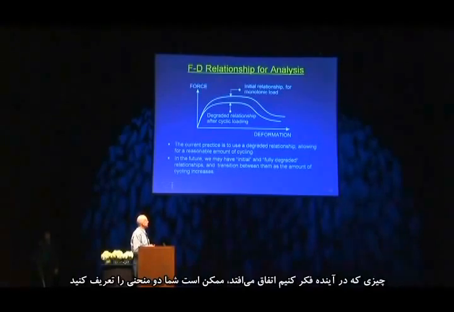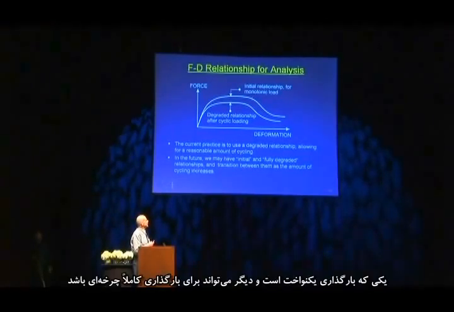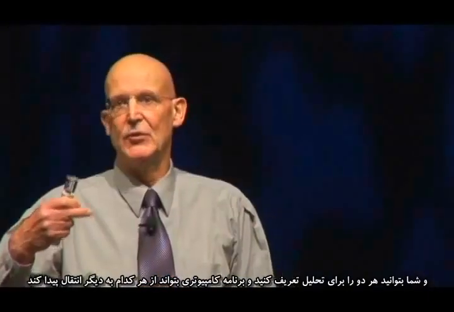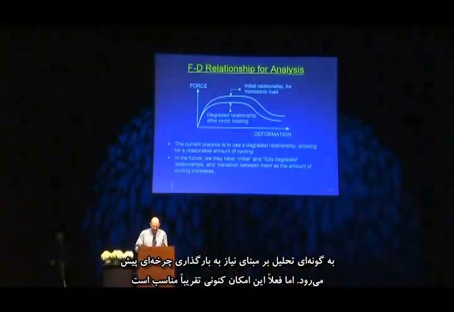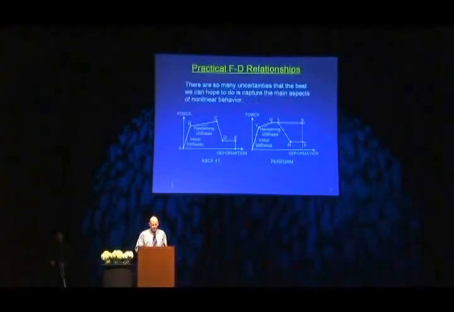In the future, I think what is going to happen is you might specify two curves, one which is monotonic and another one which is fully cycled, and you would specify both of them for analysis, and the computer program would transition from one to the other as it goes through the analysis based on the amount of cycling. But that's currently down the road a little bit.